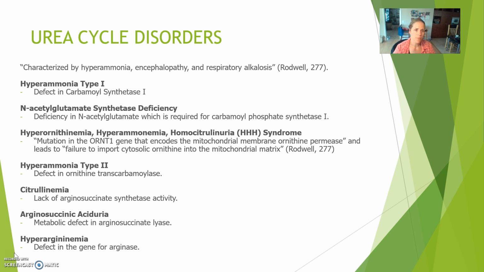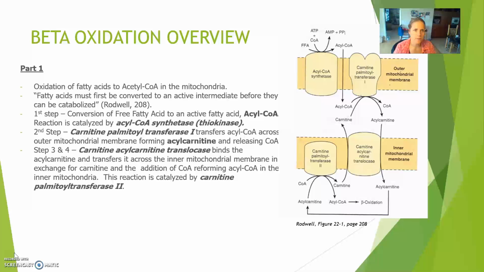So just to highlight one of these, N-acetylglutamate synthetase deficiency: we know that N-acetylglutamate is required for carbamyl phosphate synthetase 1, so a deficiency in this enzyme would then create a deficiency in the urea cycle. Also, citrullinemia is a lack of argininosuccinate synthetase activity, and argininosuccinate aciduria would be a metabolic defect in argininosuccinate lyase.